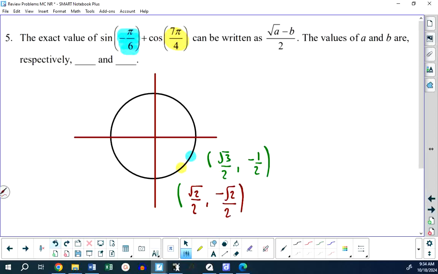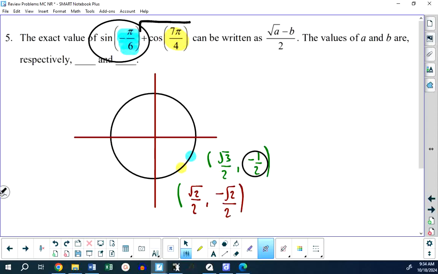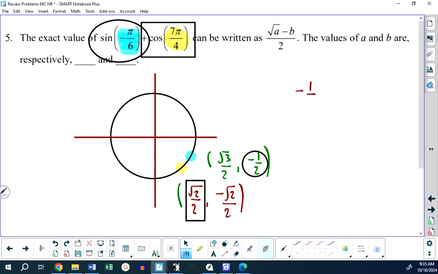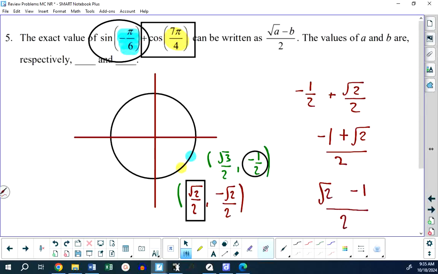And sine, so now this is that. It's the y coordinate. This is this. It's the x coordinate. So we need to add those two. You're going to get negative 1 over 2 plus root 2 over 2, which is negative 1 plus root 2 over 2. Now, the order on the top has been flipped, so we would write this as root 2 minus 1 over 2. Are you okay with that? Okay, good.